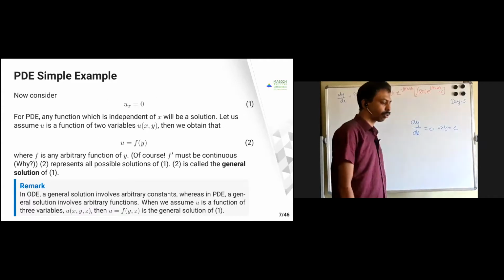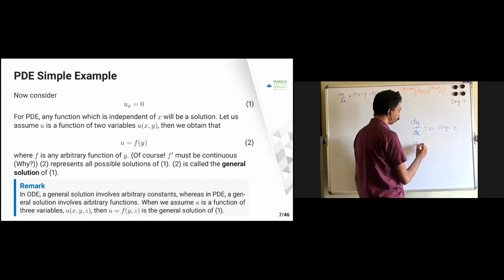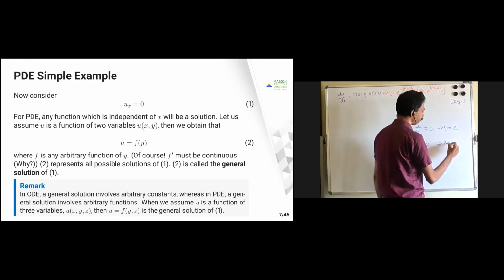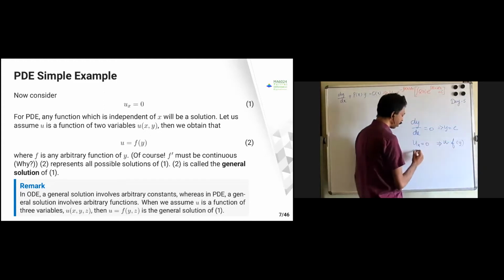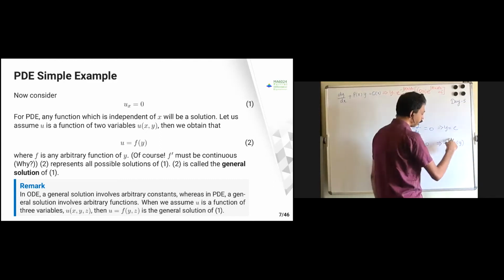Now the same question. Suppose I have, instead of dy by dx equal to 0, ux equal to 0. That means u is a function of more than one variable. In that case, what we are expecting is that u should be a function of y. So if u is a function of x comma y, a function of two variables, what I am expecting is that u is equal to f of y. Then you can come back here.